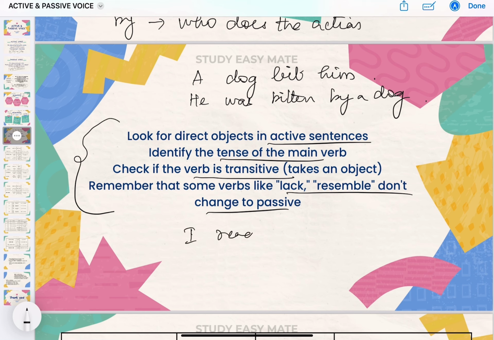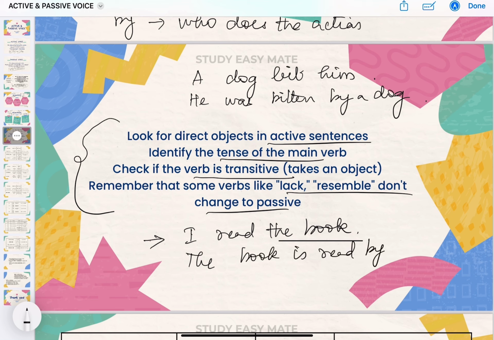"I read the book." So give me the answer. Here, what is the direct object? And then find the tense. What tense is it? "I read the book." Check if the verb is transitive. So how would you be able to write this? "The book is read by me."